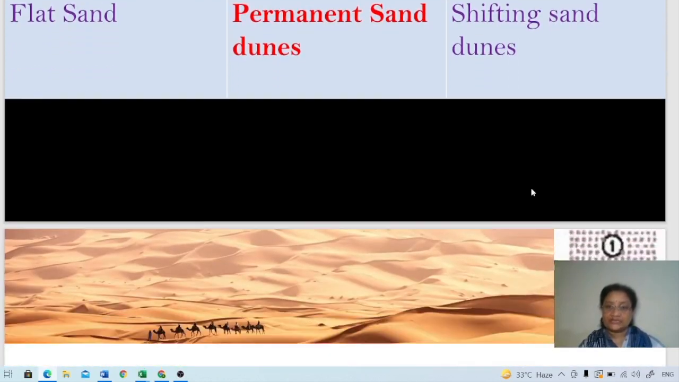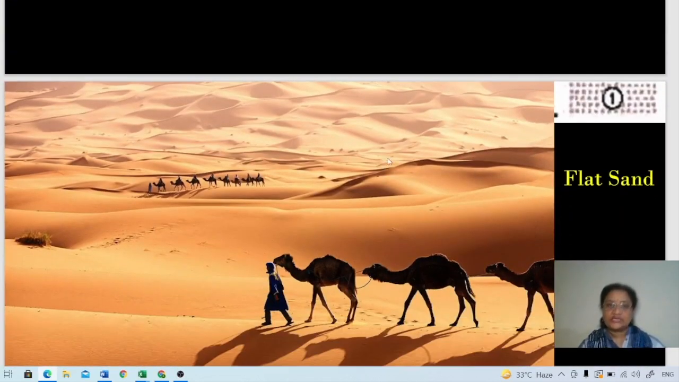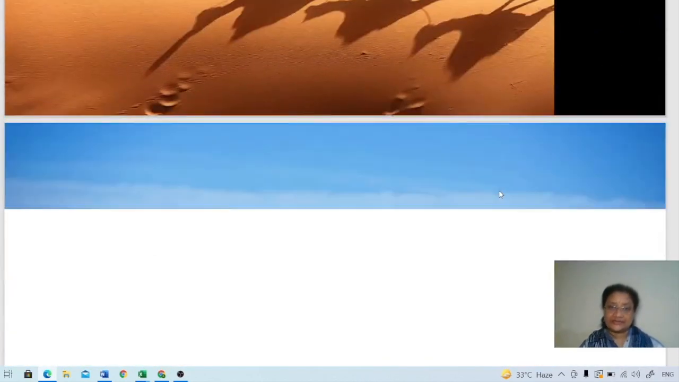Okay, now let's see the pictures of all these. You can see a vast desert area in this picture, right? A little bit higher parts are there, right? Almost the entire part is covered with sand particles, and almost the level is the same. We can see very clearly a little bit of ups and downs, but no very high sand dunes are seen. So this is called flat sand.